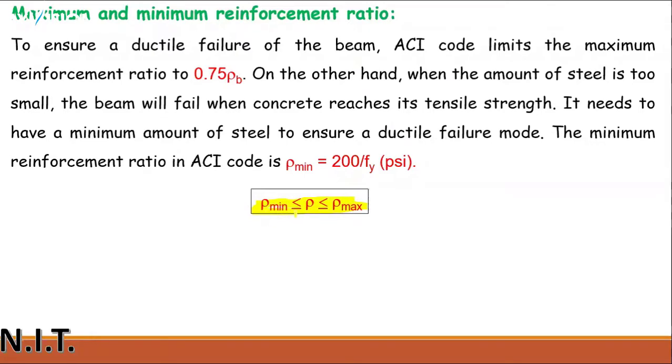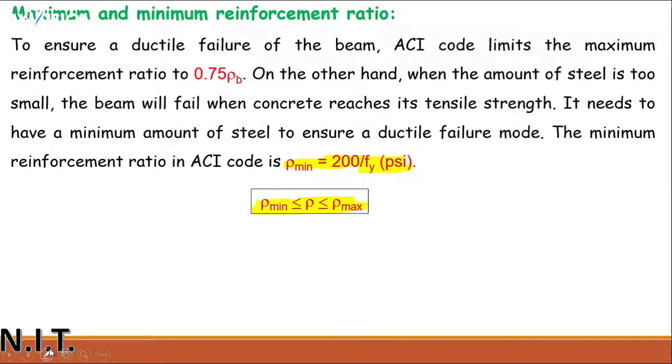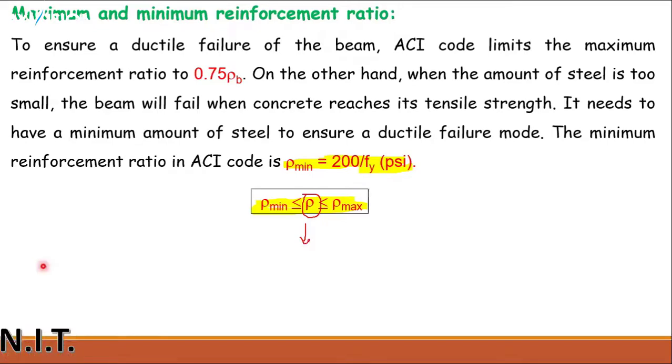The minimum reinforcement ratio should be less than the exact reinforcement ratio, and that exact reinforcement ratio should be less than the maximum reinforcement ratio. These three different types of reinforcement ratios have three different formulas. For the minimum reinforcement ratio, we need to implement this formula, and for the exact reinforcement ratio we will use the formula. Let me show you. I have already encircled that formula.